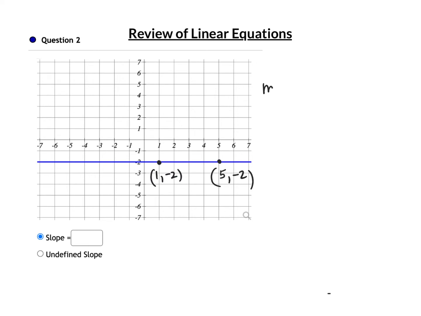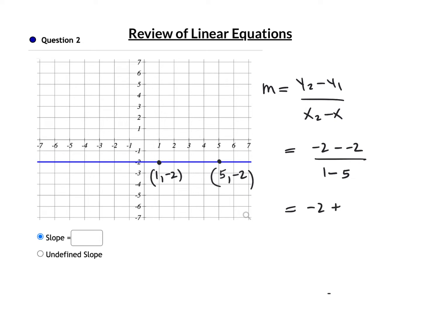And if I use the slope formula and subtract the y's up top and the x's below, this becomes negative 2 minus negative 2. Notice the double negative. Over 1 minus 5. That's really negative 2 plus 2 over negative 4, which is 0 over negative 4. And 0 divided by anything is 0. The slope of this is 0.